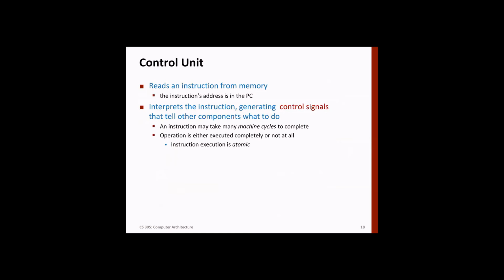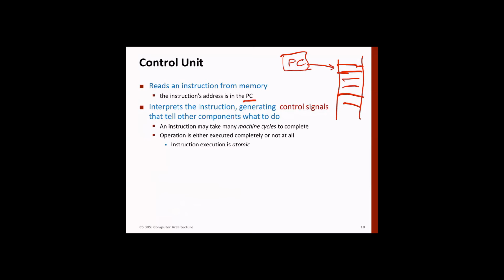So what the control unit does is that it reads an instruction from memory. How will it read? The program counter points to the next instruction. So if this is memory and it keeps instructions, then the value of the program counter will point to the instruction that is to be read. So the control unit will enable the program counter, and we read the value from memory.